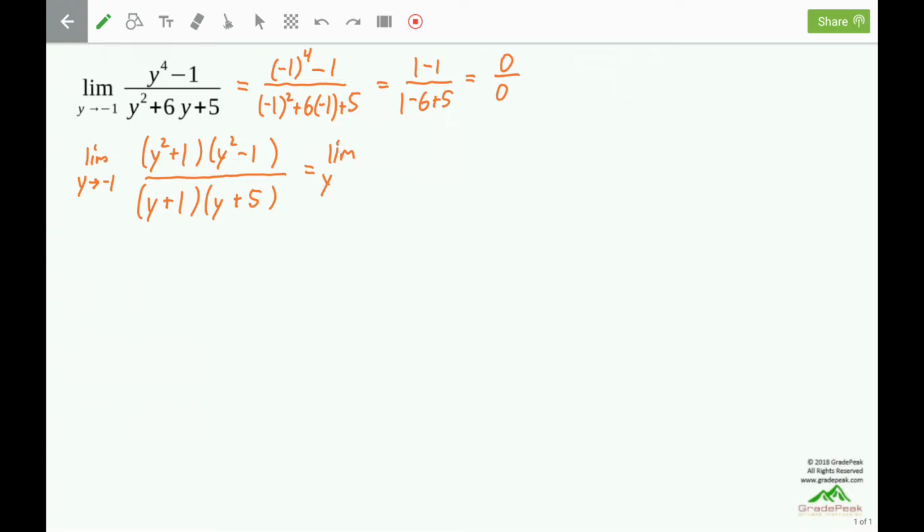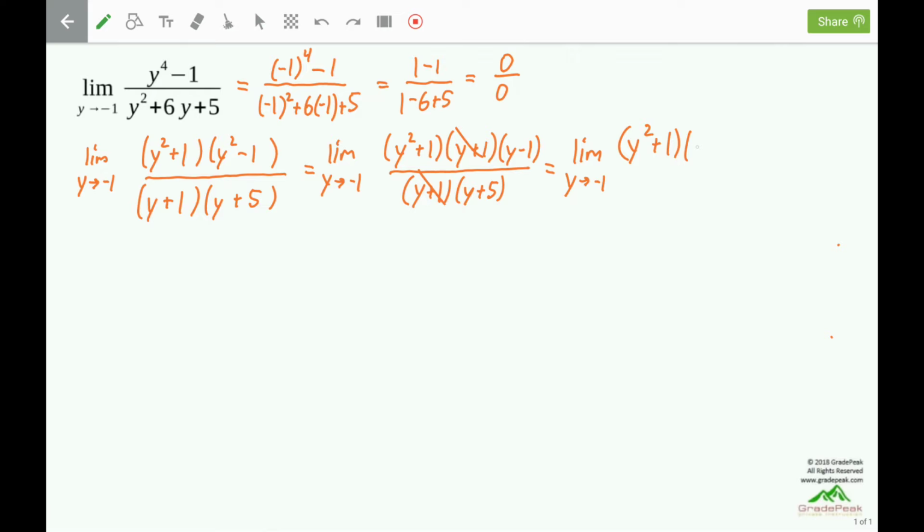So limit as y goes to negative 1. The y squared plus 1 we're going to leave alone. The y squared minus 1 is a difference of squares and can factor further into a y plus 1 and a y minus 1. The denominator is fully factored. We will just rewrite that again, y plus 1 and y plus 5. And now you can see that the 0 over 0 is being made by these y plus 1s, which can cancel. I cancel those out, and we no longer will be encountering the 0 over 0 problem.